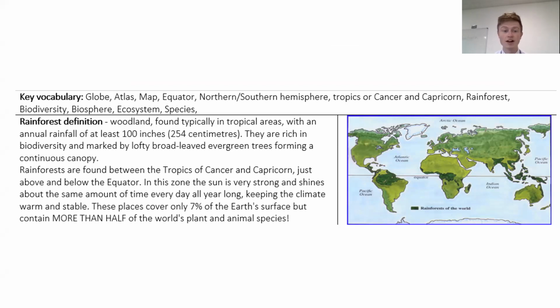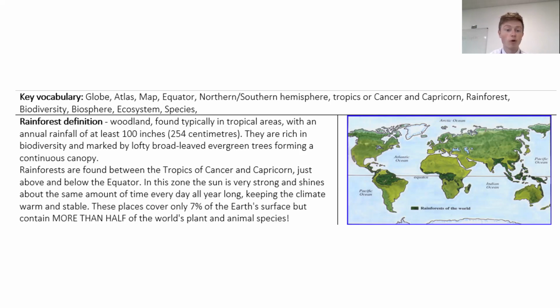Now, the key vocabulary we have is globe, atlas, map, equator, northern and southern hemispheres, tropics of Cancer and Capricorn, rainforest, biodiversity, biosphere, ecosystem, and species.